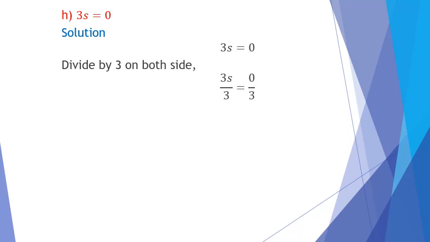Next, H. 3s equal to 0. To separate s, we have to divide by 3 on both sides. So we get 3s upon 3 equal to 0 upon 3. That is s equal to 0 is the solution.